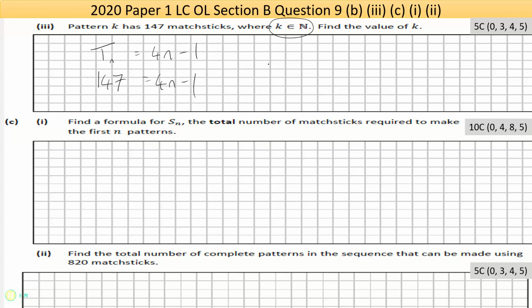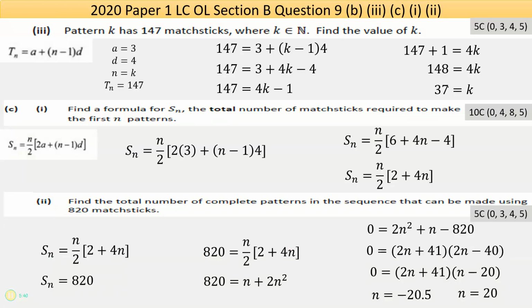Bring the minus 1 across, you end up with 146 is equal to 4n. Bring the 4 across, so it becomes divided on the left. Put it into the calculator, and I get 37. So the 37th pattern will have 147 matchsticks.